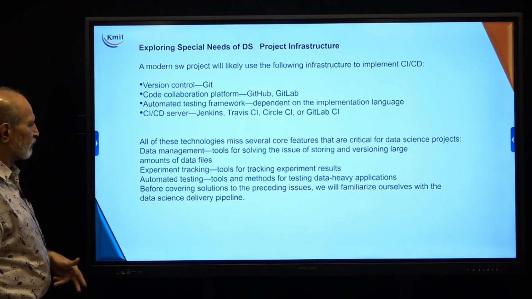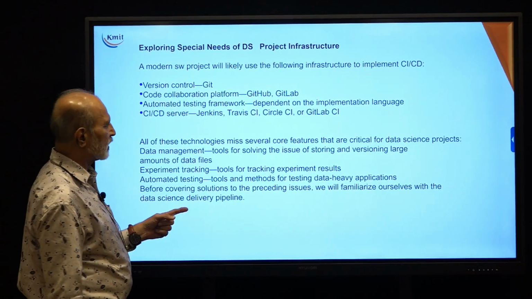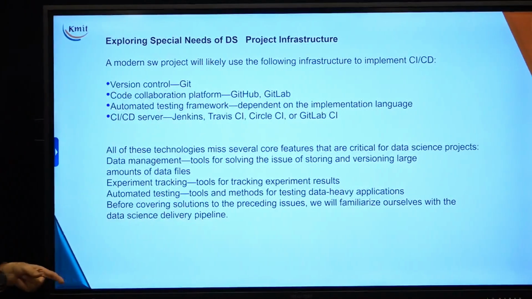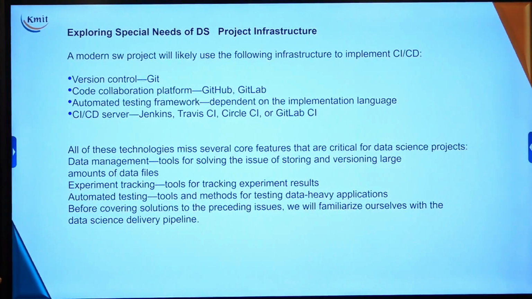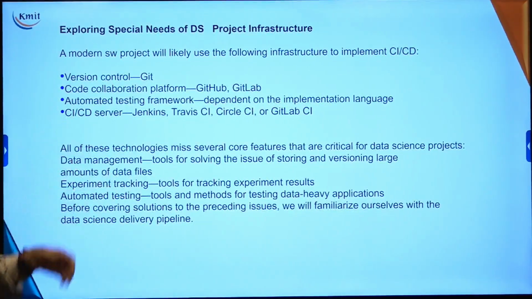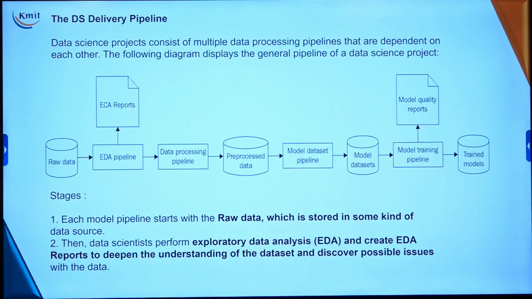implementation infrastructure. All of these technologies miss several core features that are critical for a data science project, like data management tools for solving the issue of version control, experiment tracking, automated testing, and all. So we'll incorporate all these features in our data science project too. So let us see what the delivery pipeline of a data science project looks like. A DS project consists of multiple data processing elements.